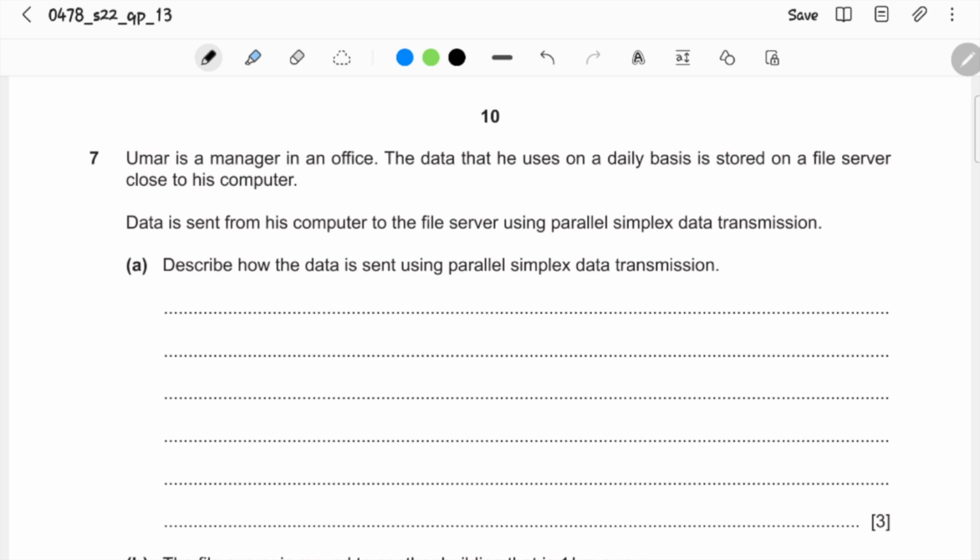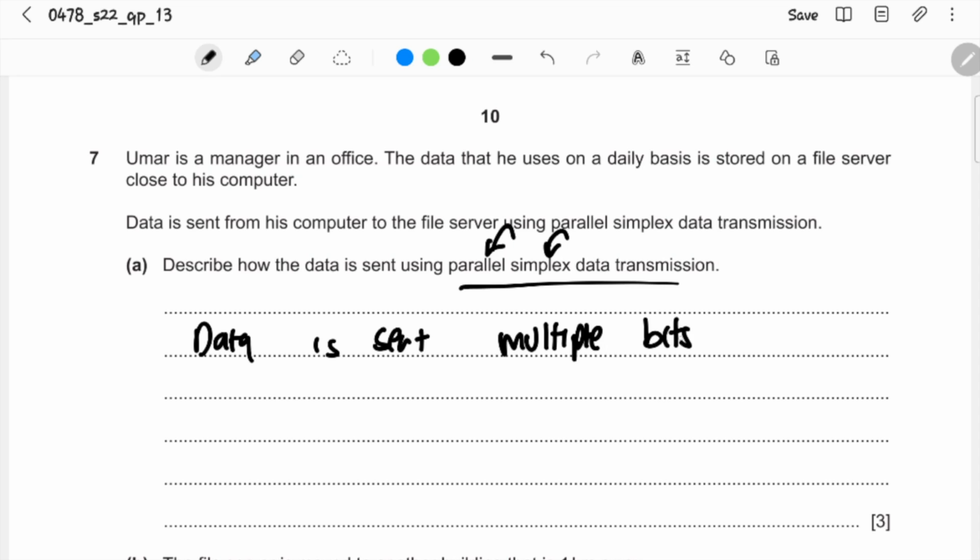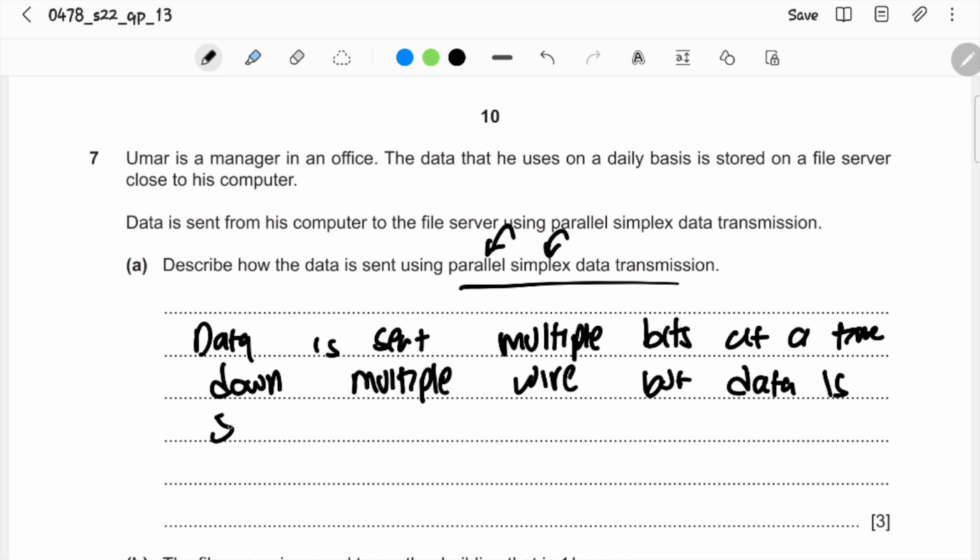But describe how the data is sent in parallel simplex data transmission. So we're going to first explain what parallel is, then we're going to explain simplex. Data is sent multiple bits at a time down multiple wires. So that explains what parallel means. But data is sent in one direction only. So that explains simplex.